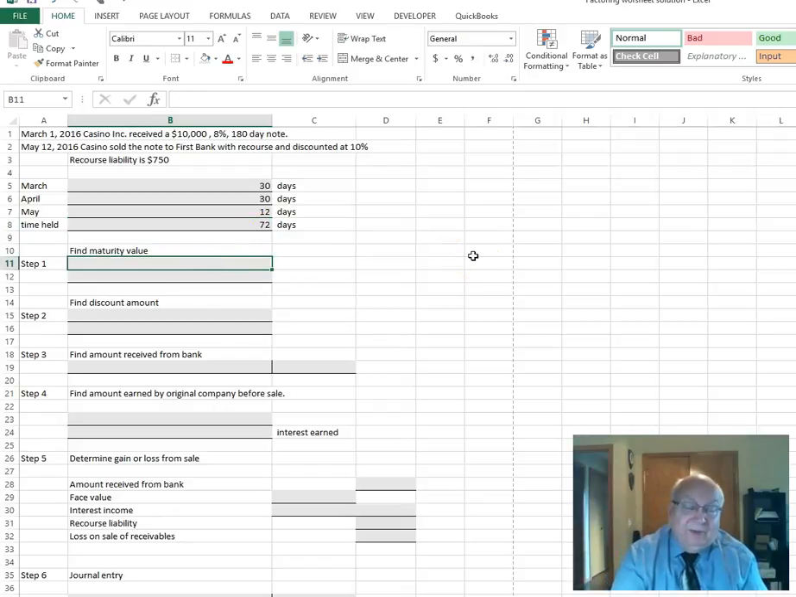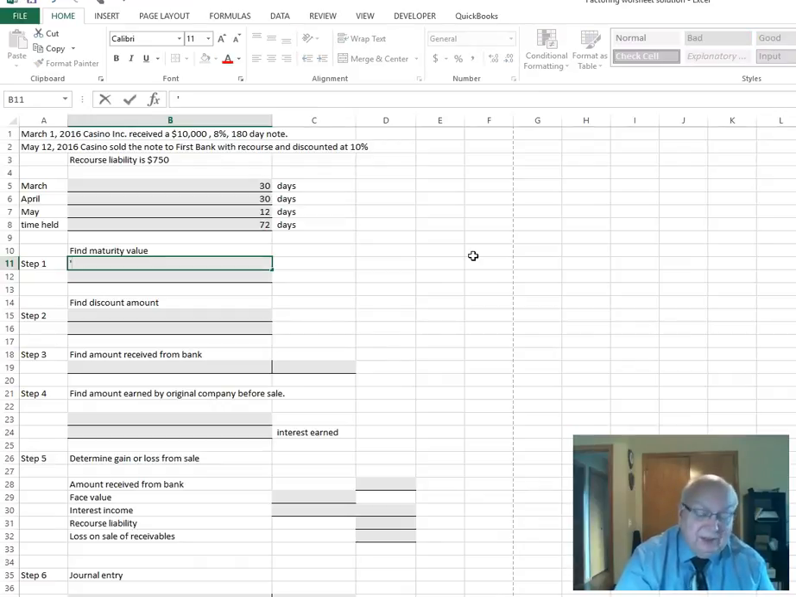So we know we had it for 72 days, but the first thing we have to do is determine the maturity value of the note. Now we're going to assume a 365-day note, but if you have a textbook that uses 360, change my 365 to 360 and you'll be just fine. The first one here is the equation that I'm going to use. Now for this one, I want to use a round function, because I need everything to the nearest penny.